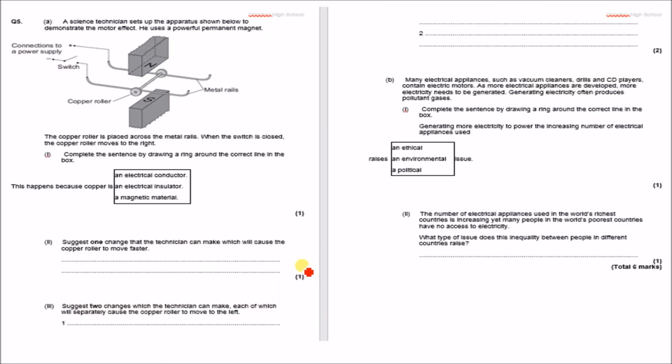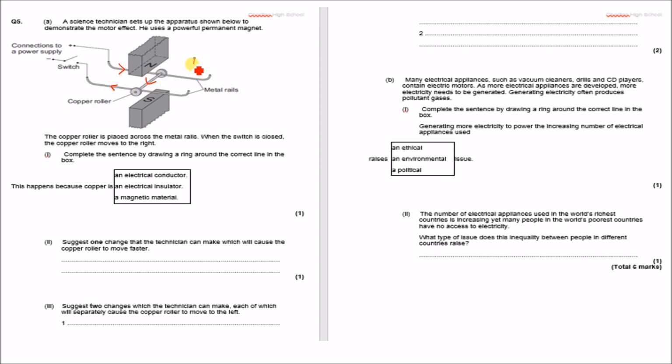Right, a science technician sets up an experiment shown below to demonstrate the motor effect. Right, the copper roller is placed across the metal rails. When the switch is closed, the copper roller moves to the right. So we've got a positive here and a negative here. So we know it goes from positive to negative. So it's going to move this way. So the current is moving that way around the wire.